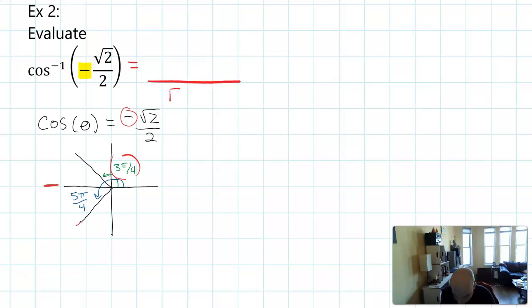And I have a rule for inverse cosine that the answer needs to be between 0 and pi. And the only answer that's actually between 0 and pi is 3 pi over 4. 5 pi over 4 is outside of the range of this function. The answer is 3 pi over 4.